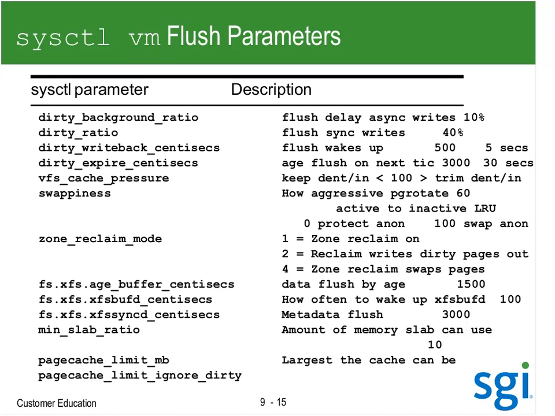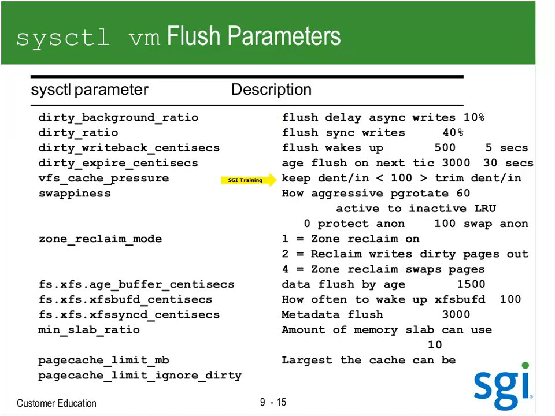So dirty background ratio is the point at which we start flushing. Dirty ratio is the point at which we put the process to sleep and all my writes become synchronous. Dirty writeback, 7 seconds, is how often I wake up. Dirty expire seconds is if I'm still below 10%, it will start flushing the data when it's 30 seconds old.